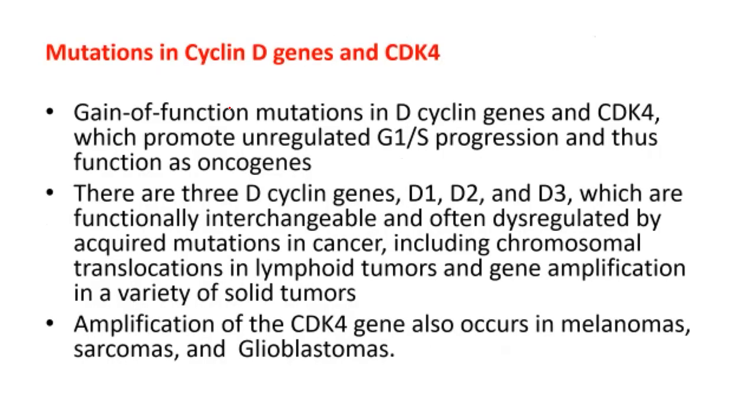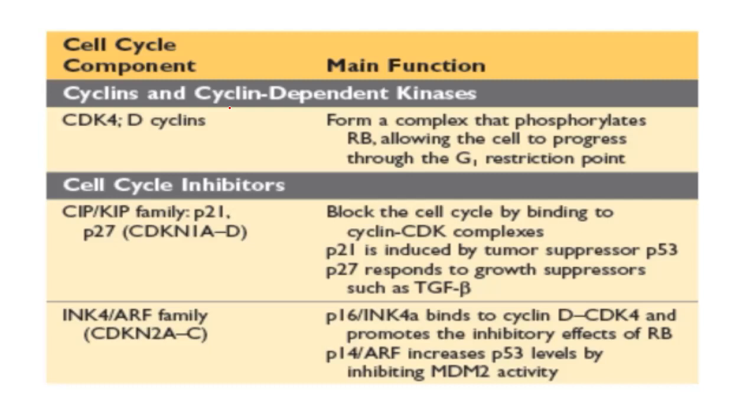Here is an example of mutation in cyclin D genes and CDK4. Gain of function mutations in cyclin D genes and CDK4 promote unregulated G1/S progression and thus function as oncogenes. There are three cyclin D genes, D1, D2, and D3, which are functionally interchangeable and often dysregulated by the acquired mutations of cancer cells. Amplification of cyclin D and CDK4 is usually seen in melanomas, sarcomas, and glioblastomas. An example is cyclin D1. Cyclin D is mutated.